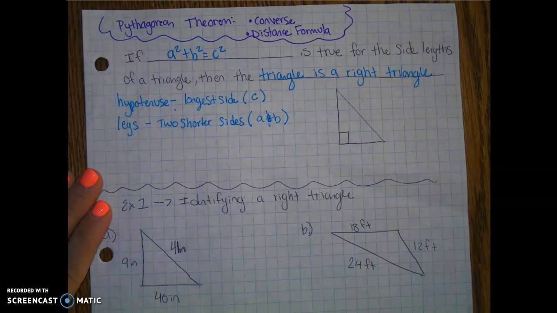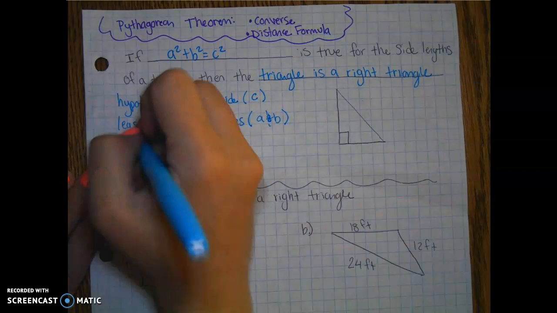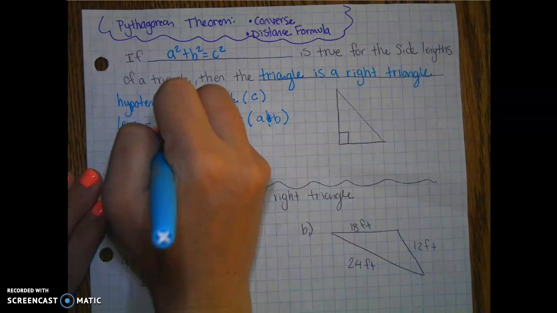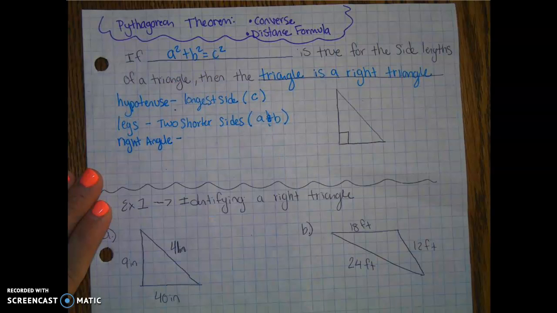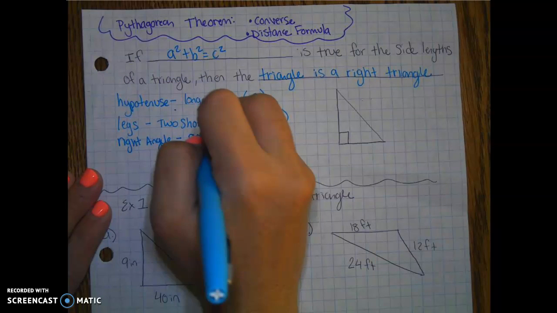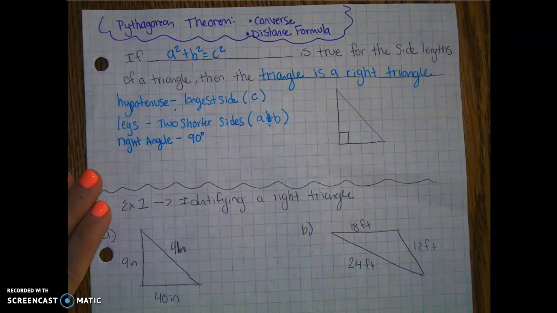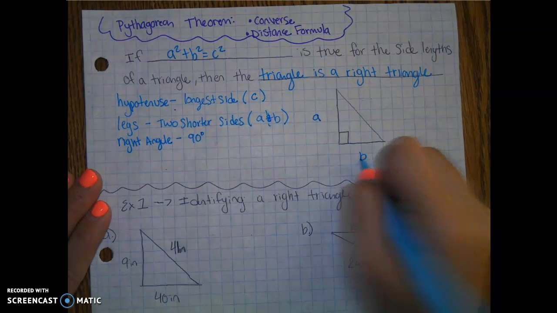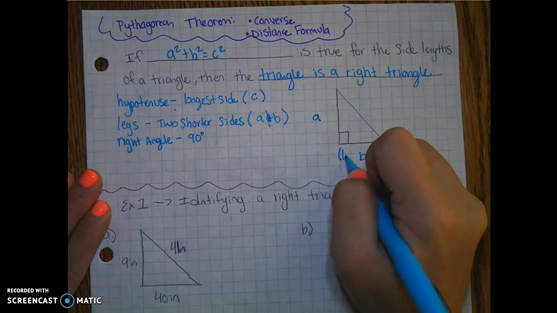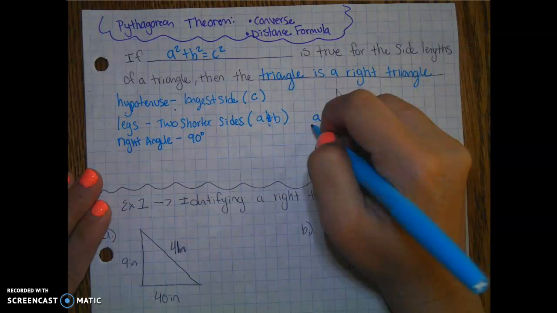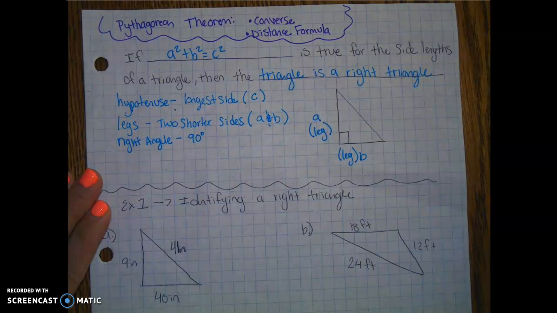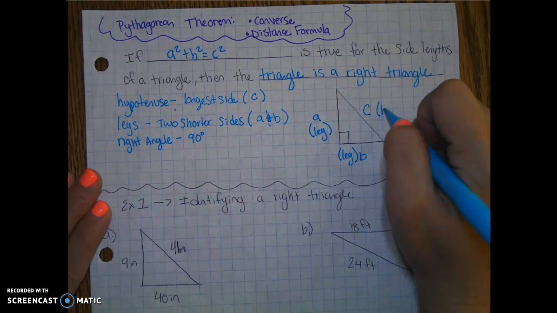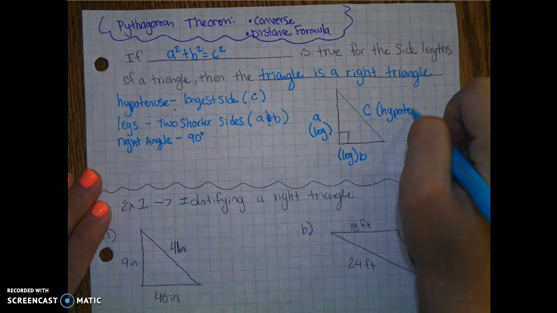Okay, we also have a right angle, which tells us that it's 90 degrees. Okay, so let's label those. So I have my A here, I have my B, because both of these are my legs. And the longest side right here is C, and this is my hypotenuse.